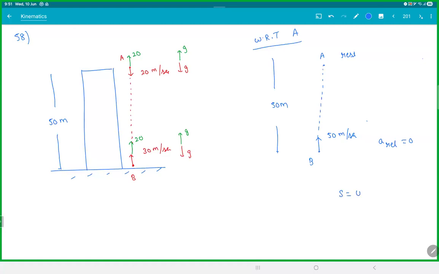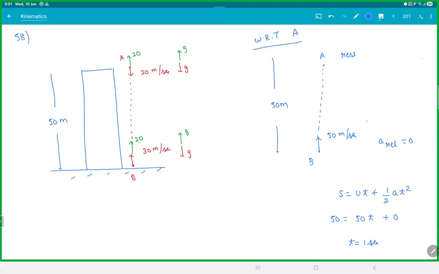So s is equal to ut plus half at square. s is 50, u is 50, time is t, acceleration is 0. Time is 1 second, meaning they are going to collide with each other in 1 second. So be careful how you're subtracting it.